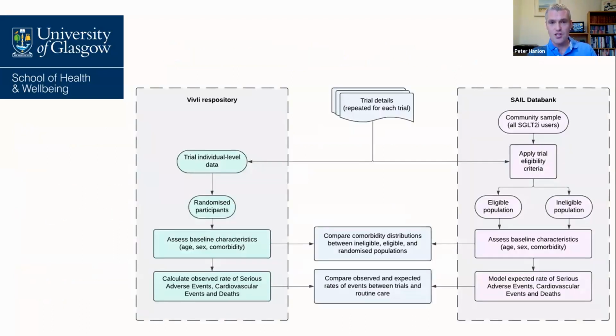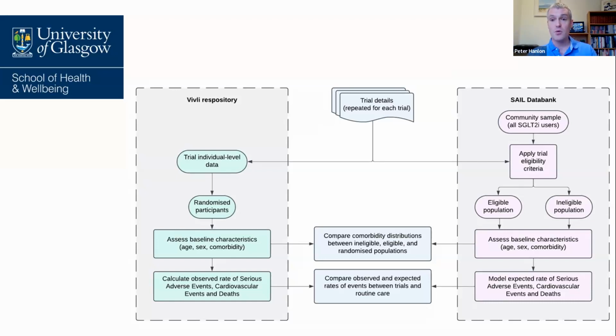Our approach was this. I've mentioned the Vivli repository, which is where we got the IPD before. So for each trial that we had data for, we got the IPD, we took the randomized participants, we looked at the distributions of age, sex, and comorbidity, and then we looked at the adverse event rates in the trial.